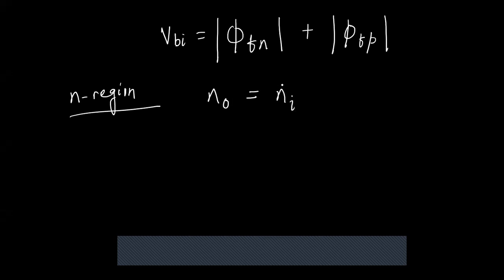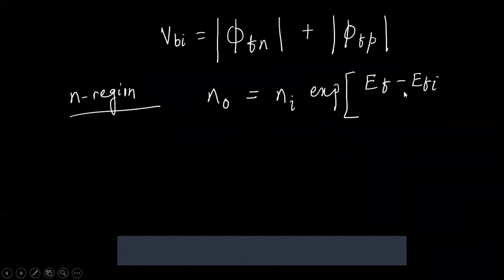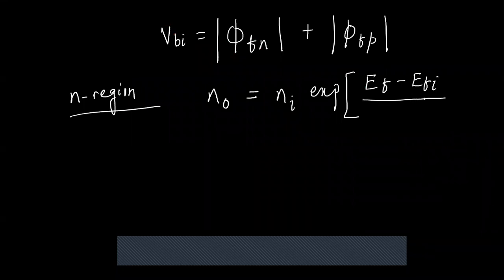ni, the intrinsic carrier concentration, times e to the power, which we can write in bracket form, as (EF minus EFi) divided by kT. EF minus EFi is the shift in the Fermi energy level that I showed you in the diagram. I can take you back: for the N region, this is the value I'm talking about. So EF minus EFi is written over here, divided by k, the Boltzmann constant, and the temperature T.